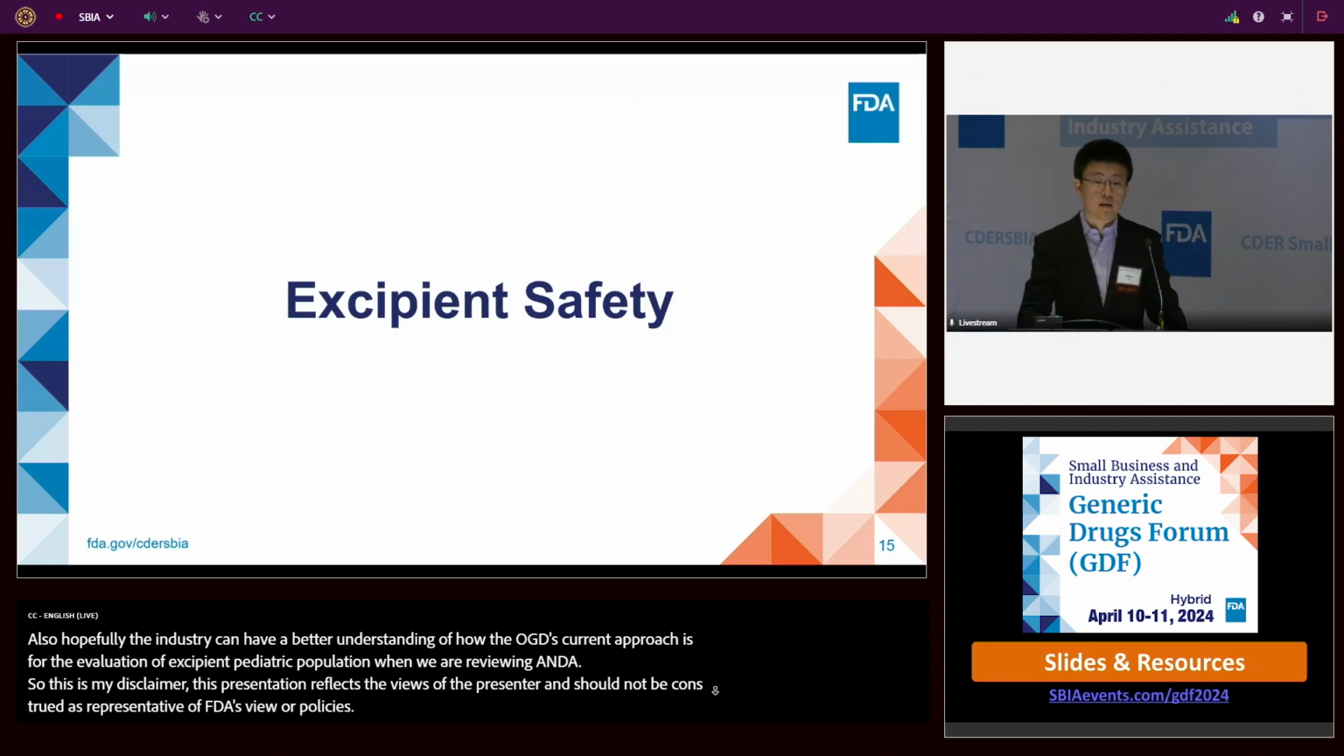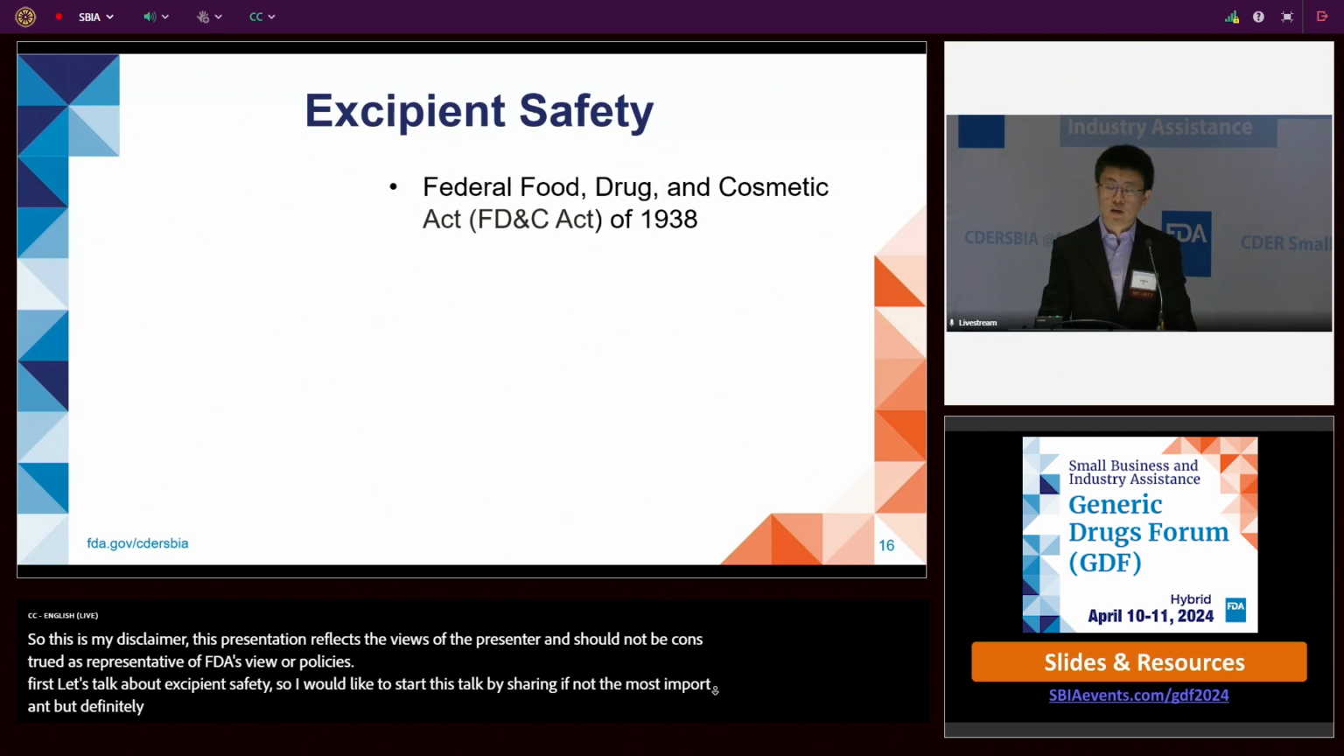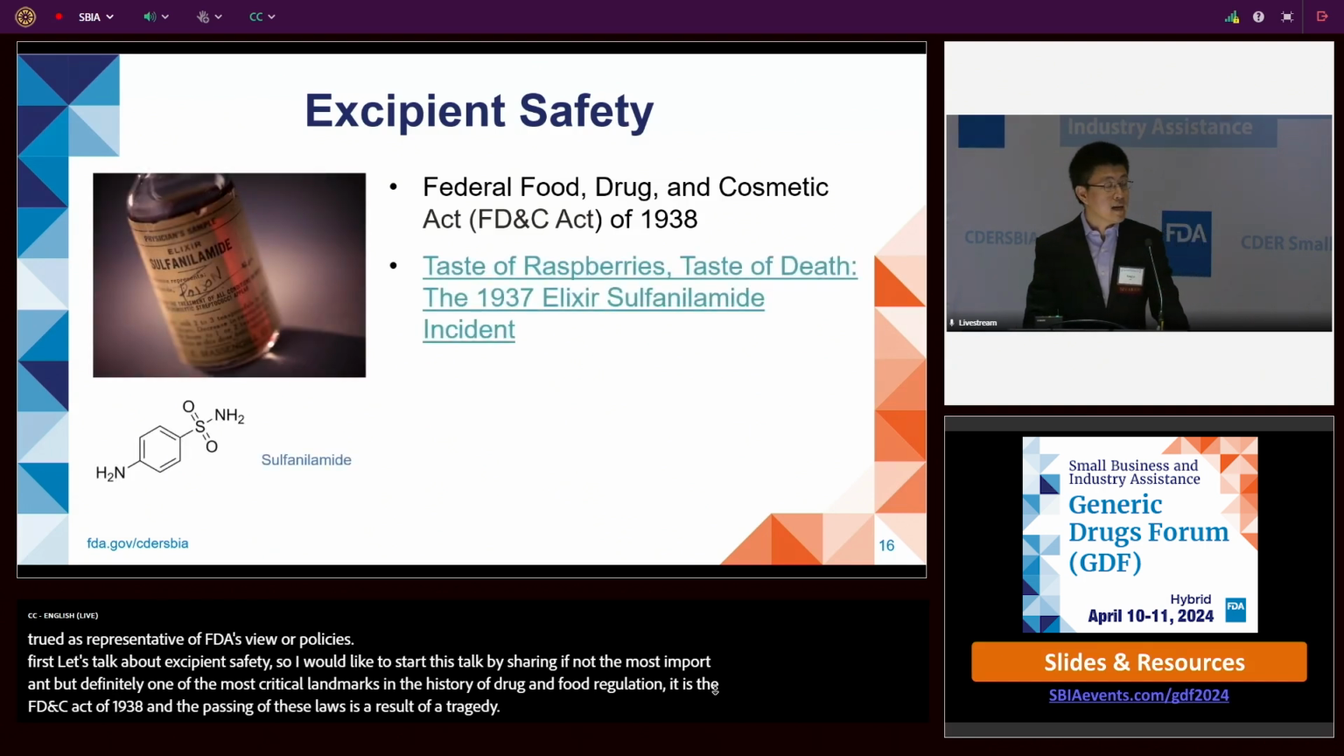First, let's talk about excipient safety. I would like to start this talk by sharing one of the most critical landmarks in the history of drug and food regulation, the FD&C Act of 1938. Actually, the passing of these laws was a result of a tragedy, known as the 1937 elixir sulfanilamide disaster.